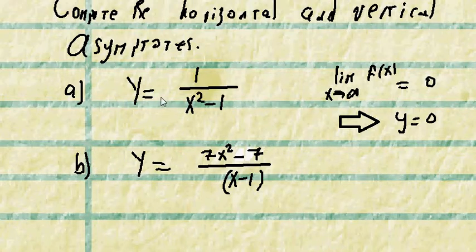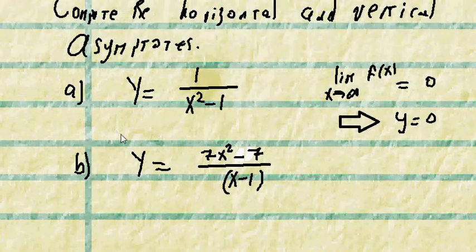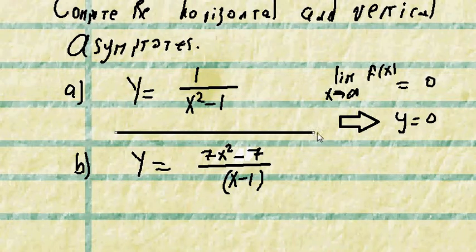Now let me compute the vertical asymptotes. Let me actually draw a line here because I don't want to confuse you. I'm going to draw two lines. Okay, sorry. I'm working on problem A above.